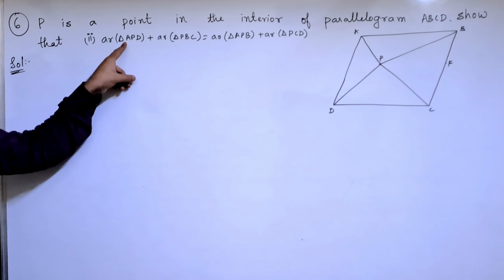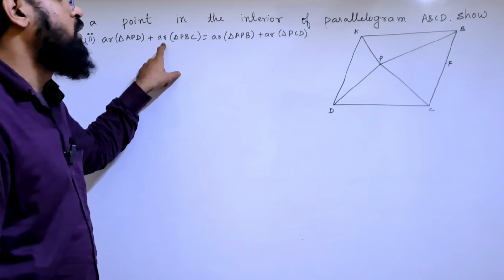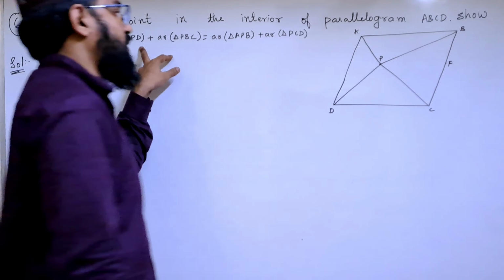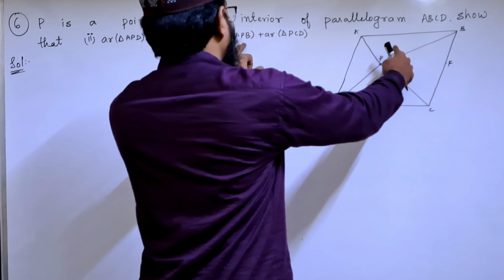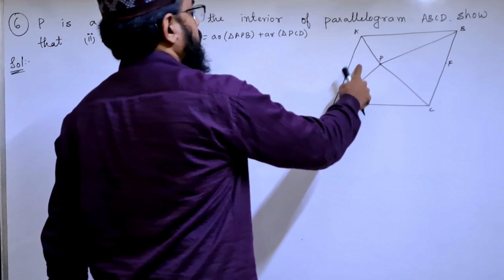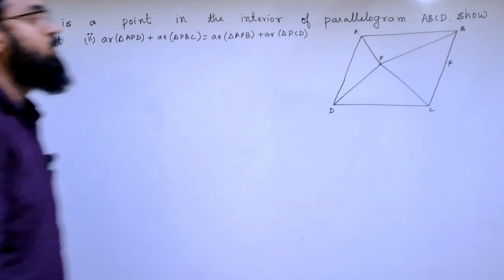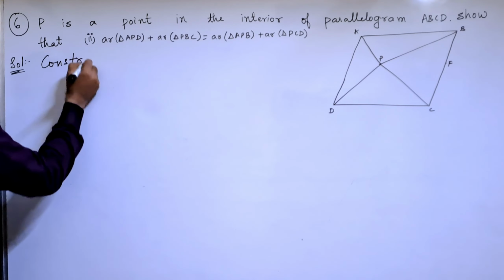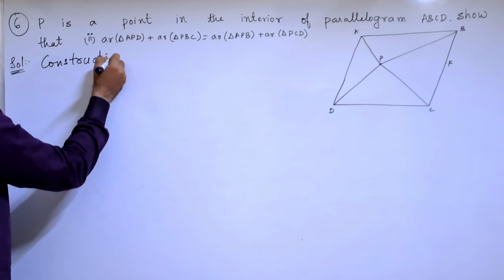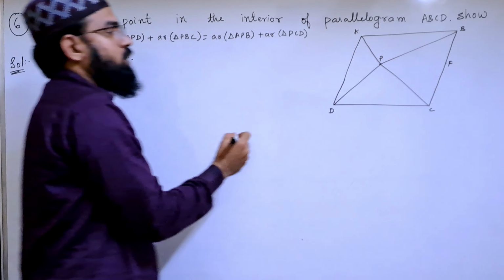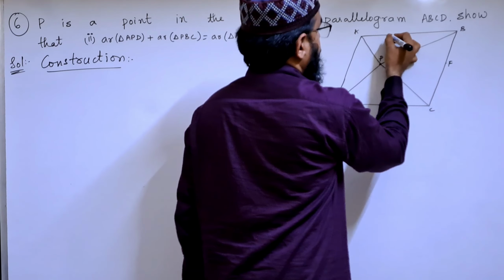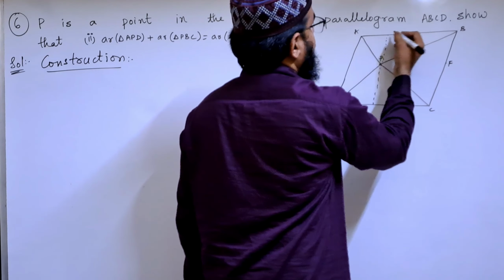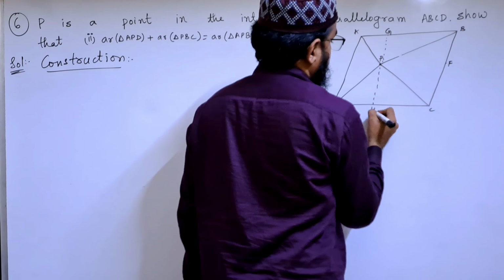Second bit, area of the triangle APD plus area of triangle PBC. We need to prove that these two triangles are equal to APB and PCD. So let us write. We will start from construction. This time we will draw a line vertically. So let this be GH.